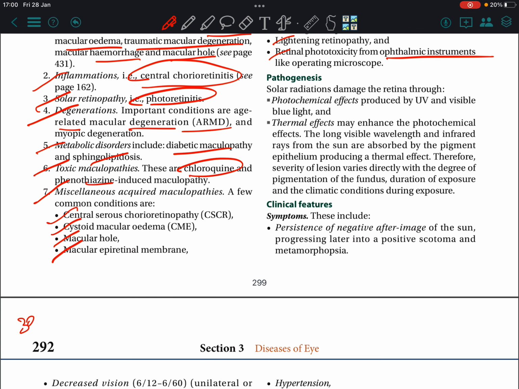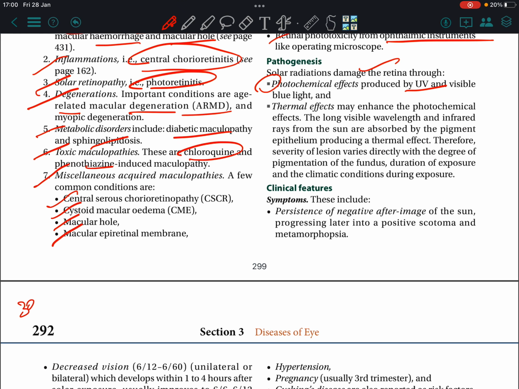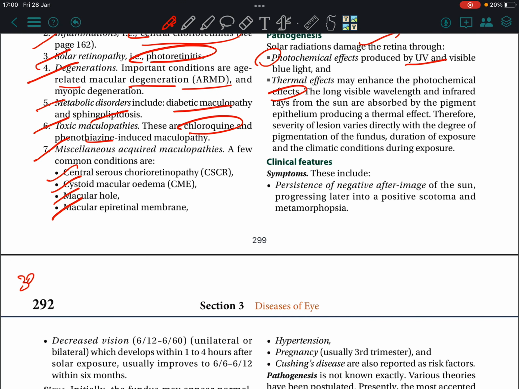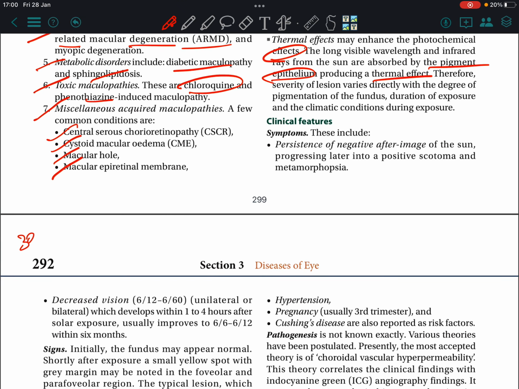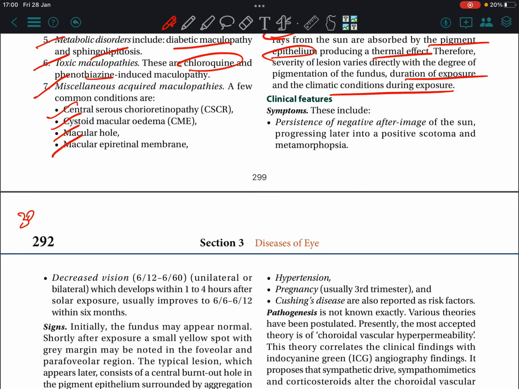Pathology and pathogenesis: solar radiation damages the retina through photochemical effects induced by UV and visible blue light. Thermal effects may enhance the photochemical effects. Long visible wavelength and infrared rays from the sun are absorbed by the pigment epithelium, producing a thermal effect. Therefore, severity of the lesion varies directly with the degree of pigmentation of the fundus, duration of exposure, and climatic condition during exposure.